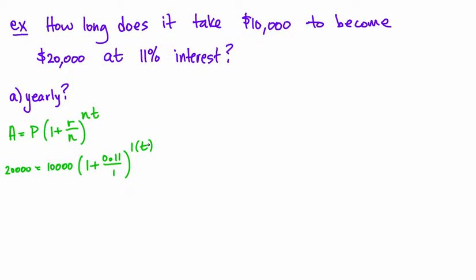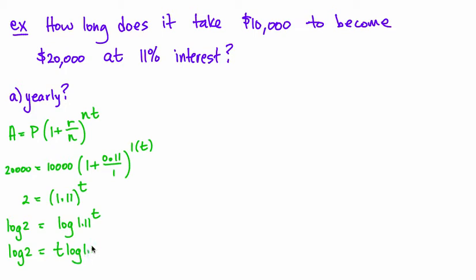will be in years. So if I were to simplify this a little bit, divide both sides by 10,000, I would get 2 equals 1.11 to the t. And I would use logs, so log 2 is equal to log 1.11 to the t. Bring the t down. Log 2 is equal to t log 1.11.